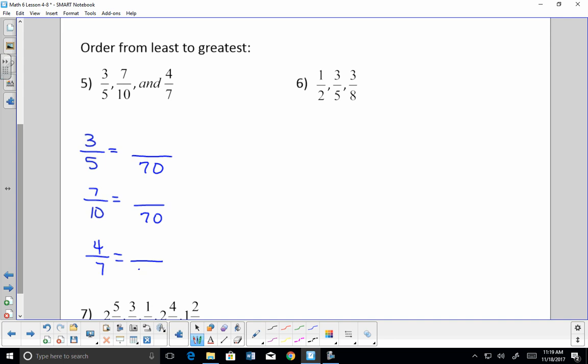7 times 10 is 70, so 4 times 10 is 40. 10 times 7 is 70, so 7 times 7 is 49. And you might go, I don't know what 5 times what is 70. Well, then take 70 and divide it by 5 off to the side. 5 goes into 7 one time, 2 remaining. 5 goes into 20 four times. Oh look, it's 14. So 5 times 14 is 70, so 3 times 14.